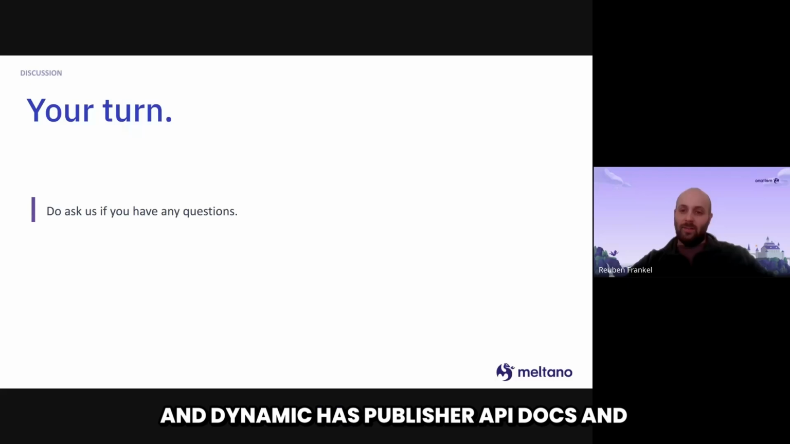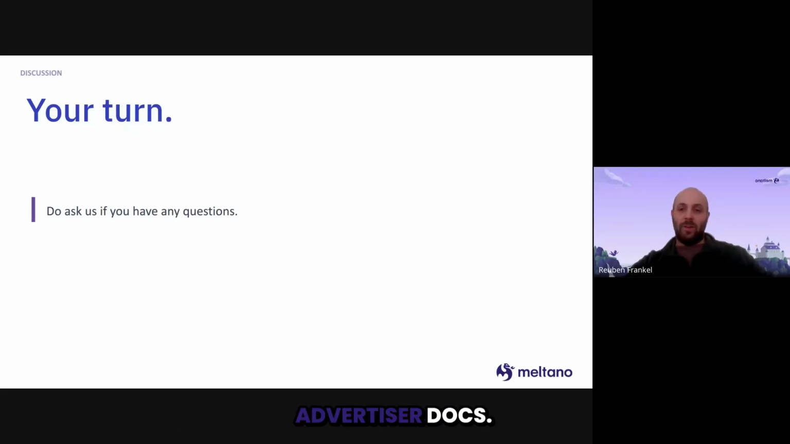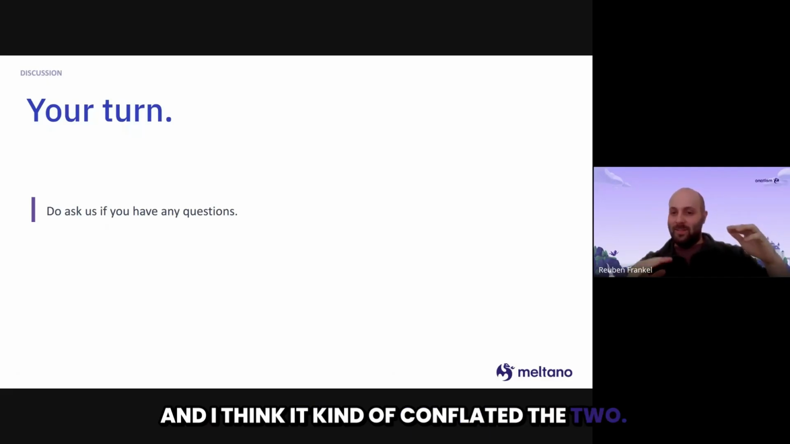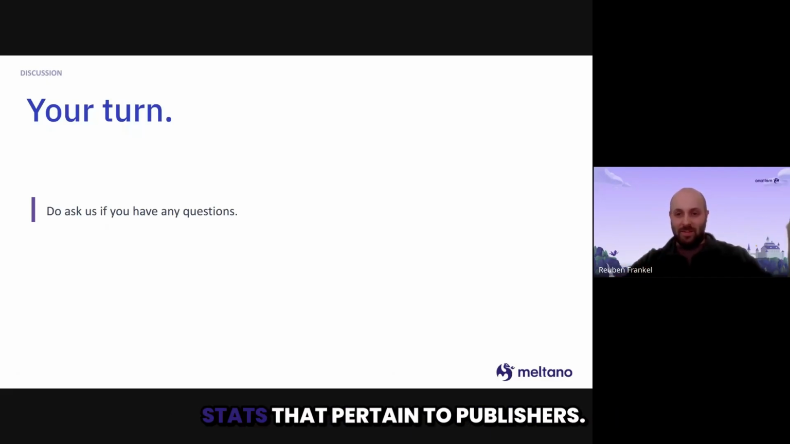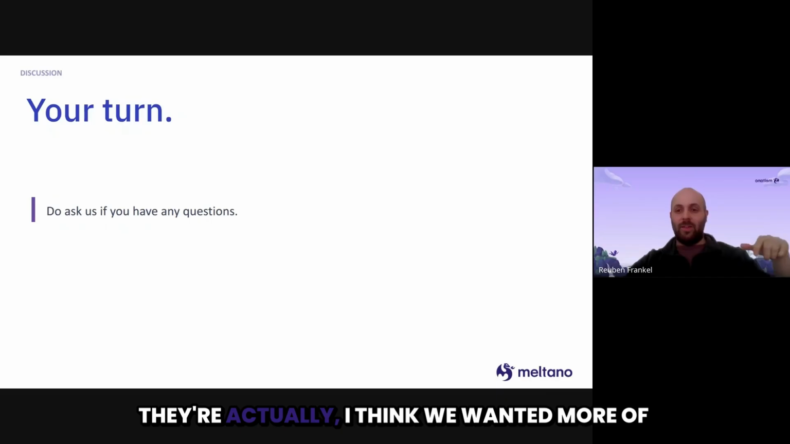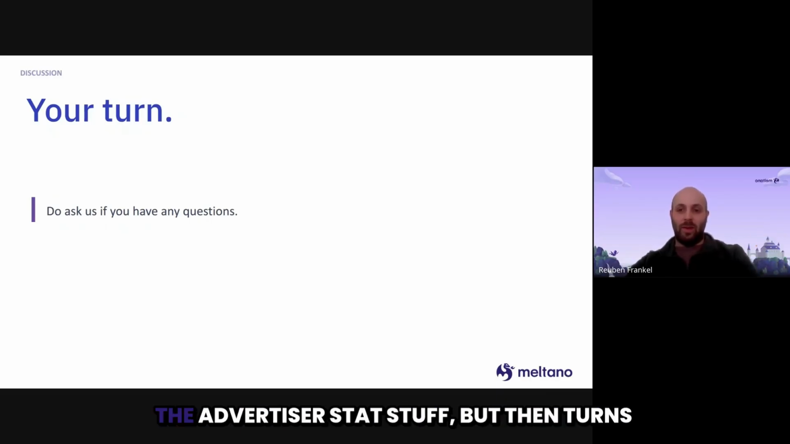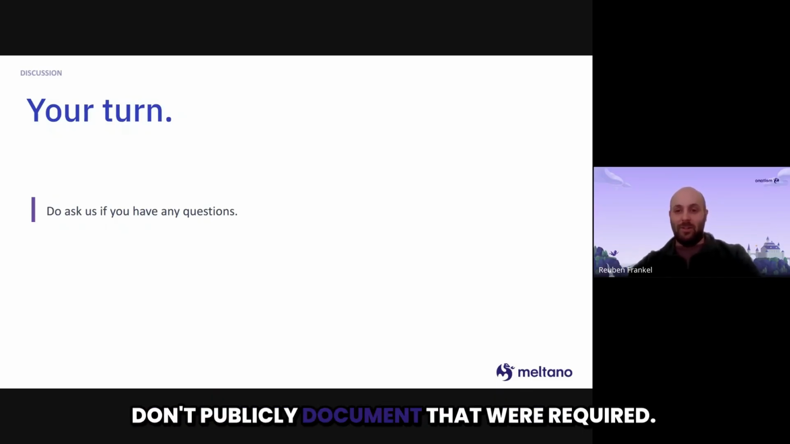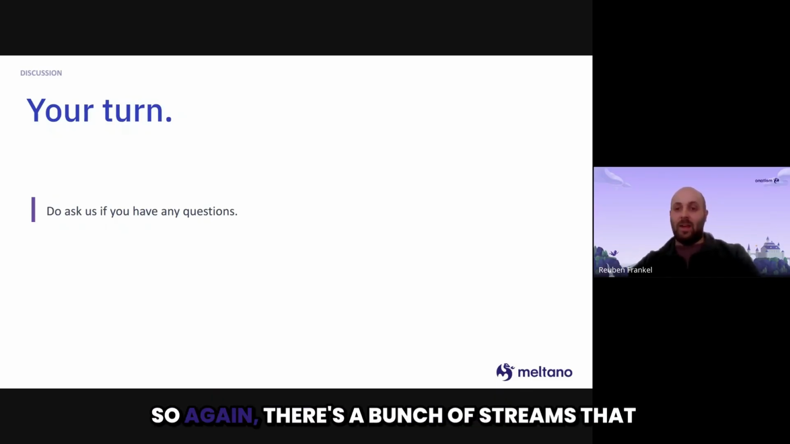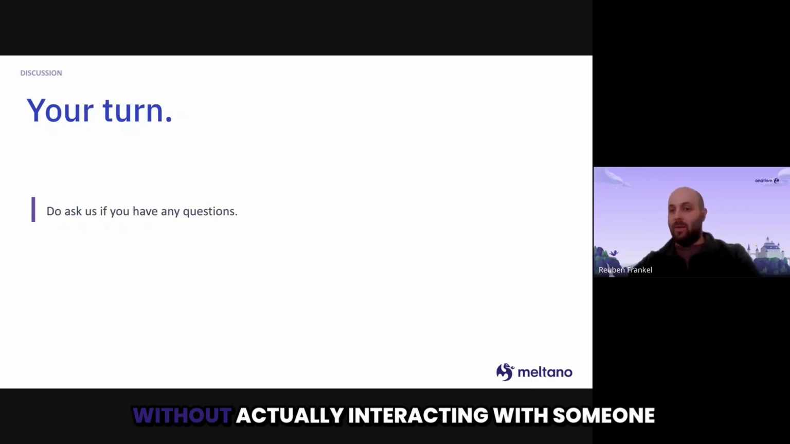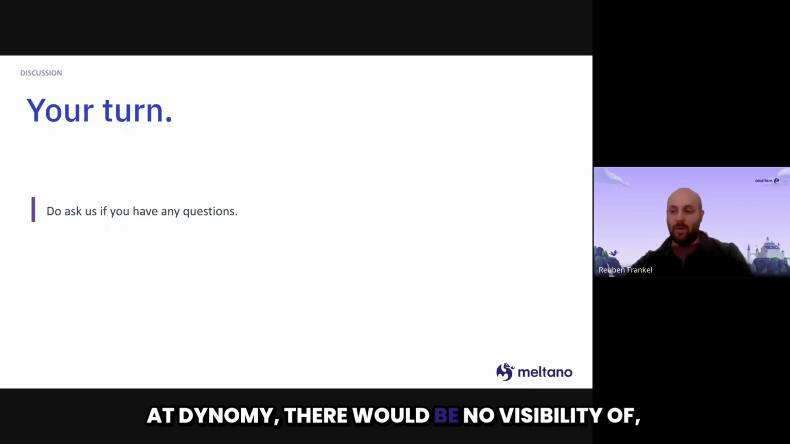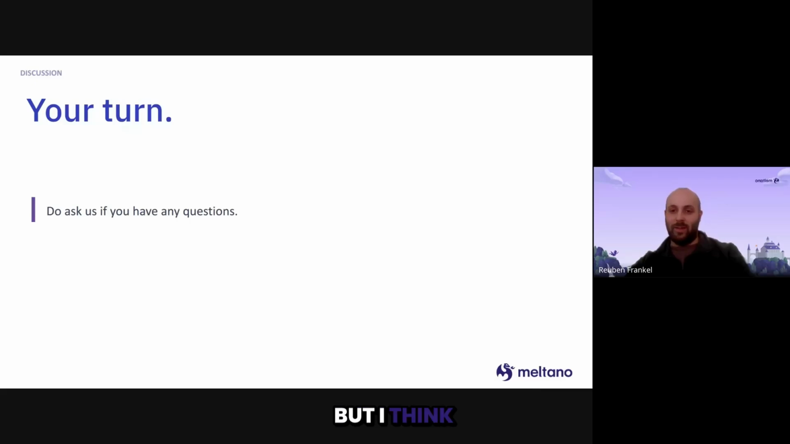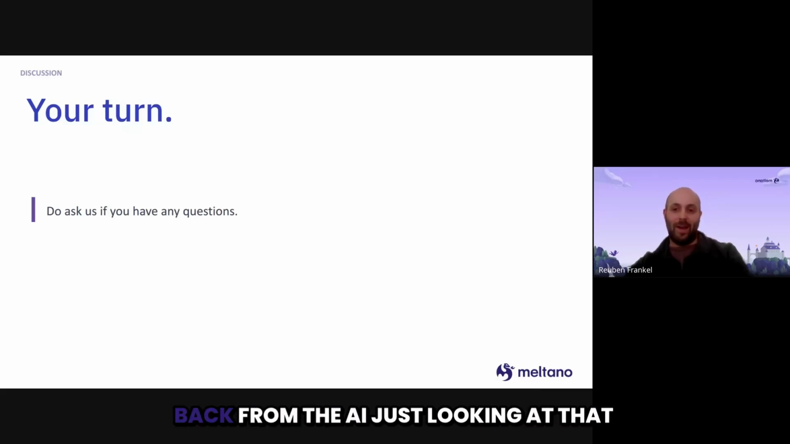And Dynamic has publisher API docs and advertiser docs. And I think it kind of conflated the two and started picking out these specific stats that pertain to publishers. We actually wanted more of the advertiser stat stuff. But then it turns out there's a bunch of stats that they don't publicly document that were required. Again, there's a bunch of streams that, without actually interacting with someone at Dynamic, there would be no visibility of. But I think you would probably get a fairly high score back from the AI just looking at that documentation.